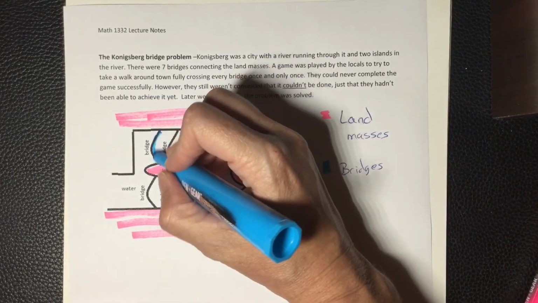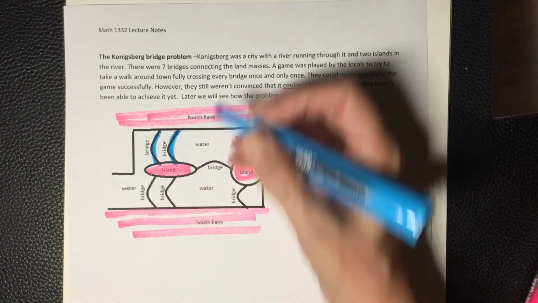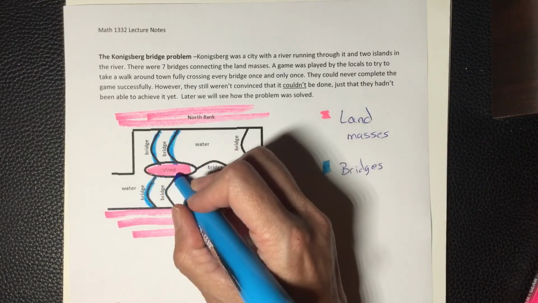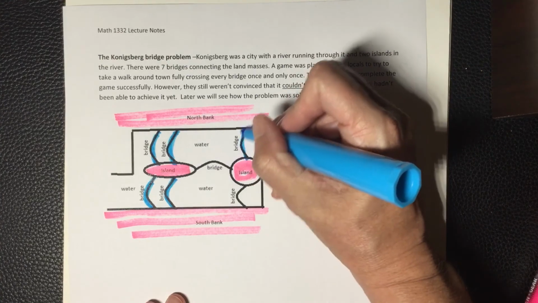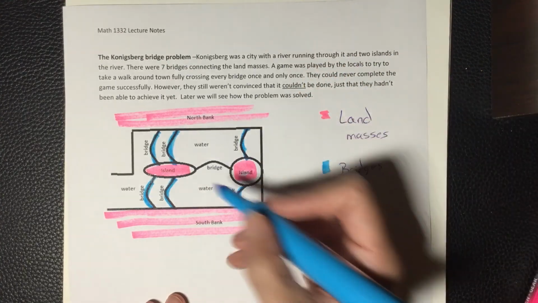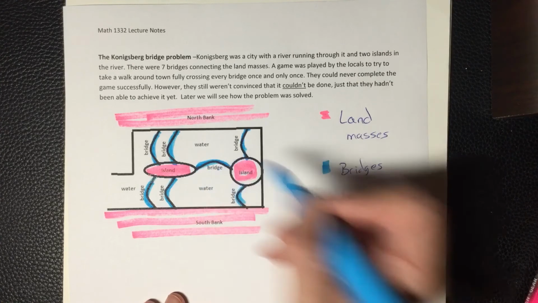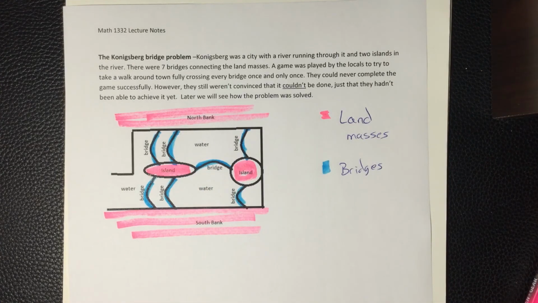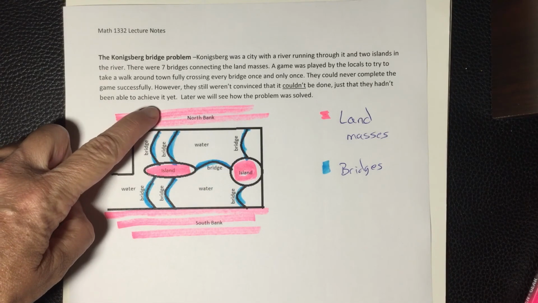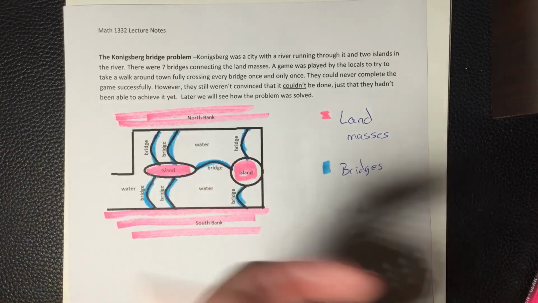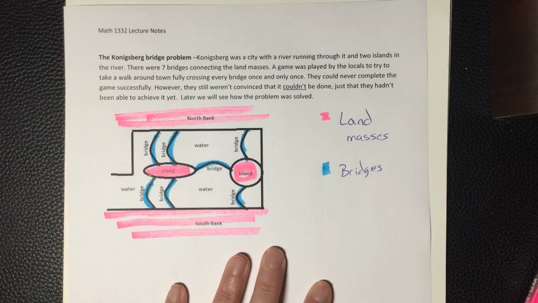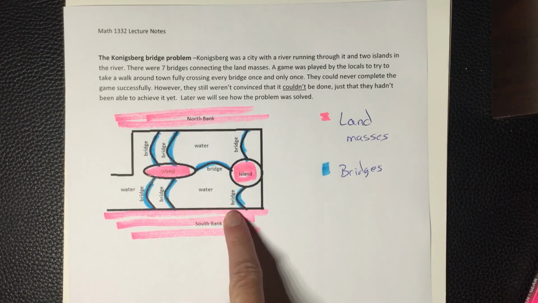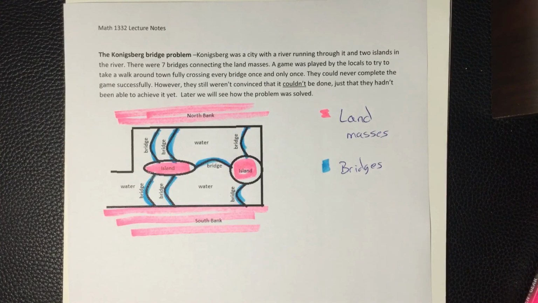So there's 2 bridges going from the north bank to the first island, and then 2 bridges going to the south bank. On the smaller island, there's a bridge going north, a bridge going south, and then the very last bridge connects the 2 islands. So the idea is to start in one place, maybe the north bank, cross every bridge one time and go back to where you started. Later on, when we start learning how to solve street routing problems, we'll come back and look at this one and see if it is possible to cover each bridge once and only once.